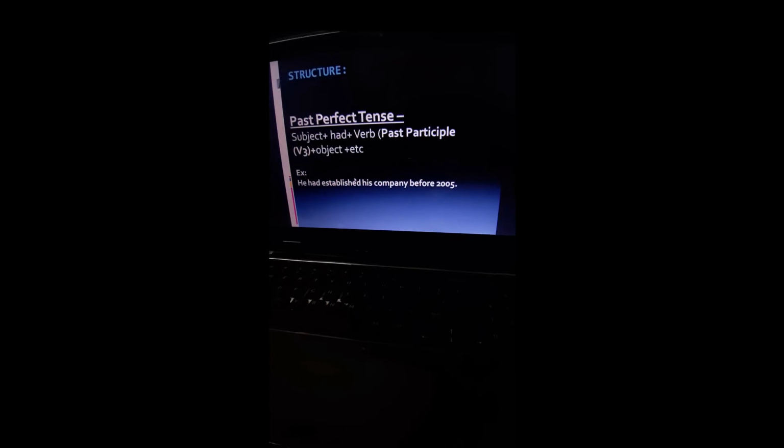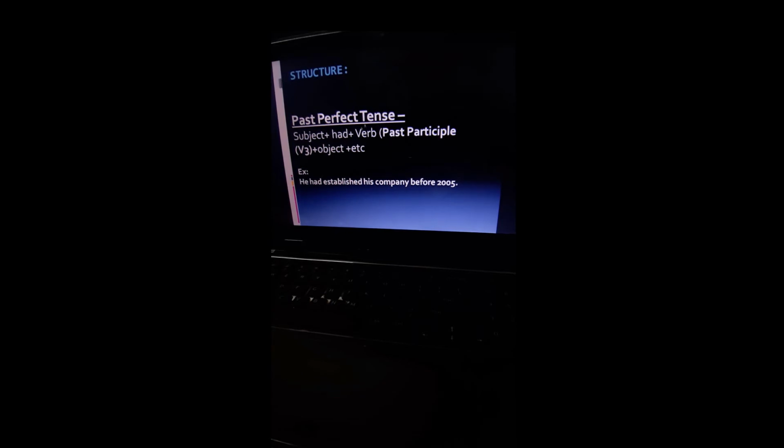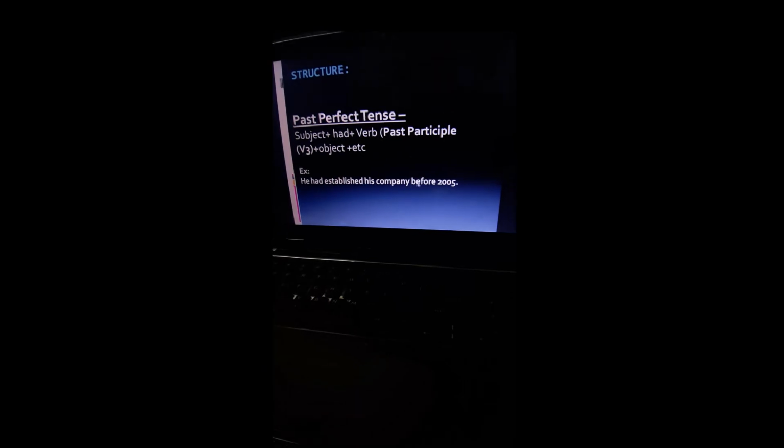Moving on to past perfect tense, our third classification of past tense. The structure is subject plus had. Look at the screen, please. Subject plus had plus verb, and the form will be past participle, which I told you to write as V3, verb 3, plus object plus etc. Example: he had established his company before 2005. Here, had established. Look at the structure and look at the example. Had, and the verb in past participle, established, ed, right?